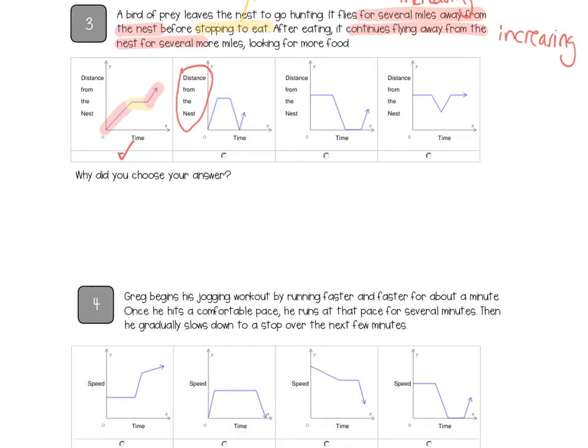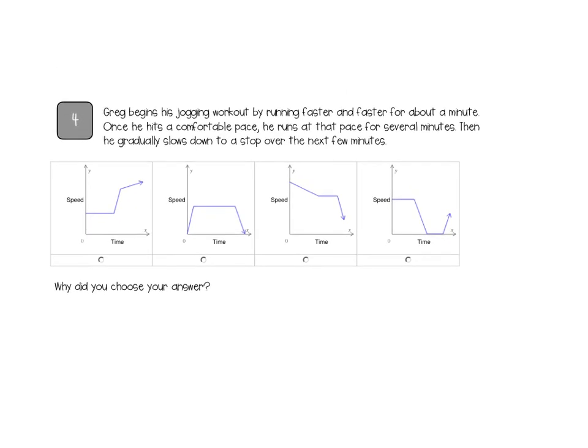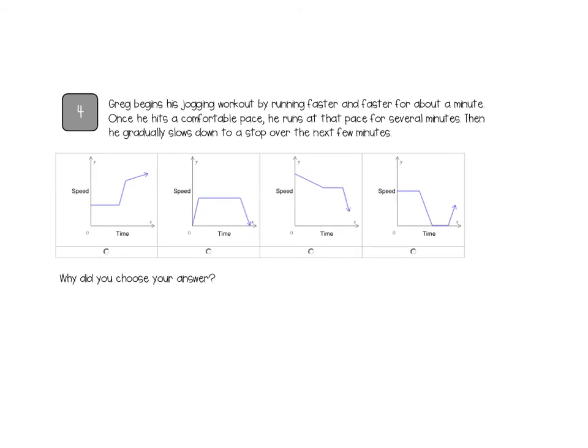In the last example, it says Greg begins his jogging workout by running faster and faster for about 1 minute. So if I look at what my label is for my y-axis, the y-axis is the speed. So if you're running faster, you're going to be increasing, right? So that tells me that I'm going to be increasing first because my speed is getting faster. So I'm going to go faster and faster. And then once he hits a comfortable pace, he runs at that pace for several minutes. So if I run at the same pace, then my speed stays the same, right? So my speed is a constant.